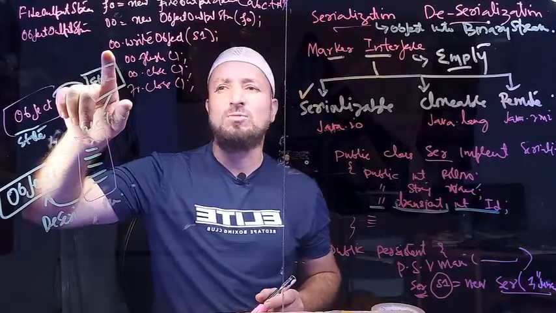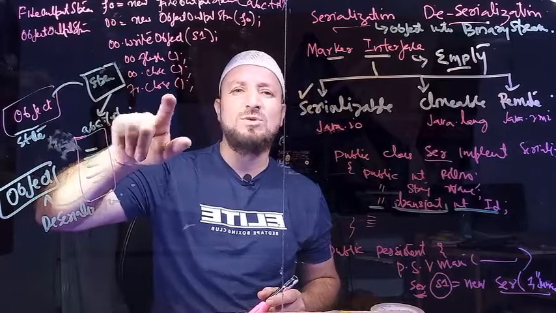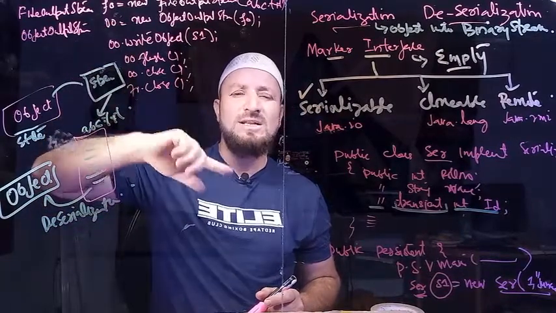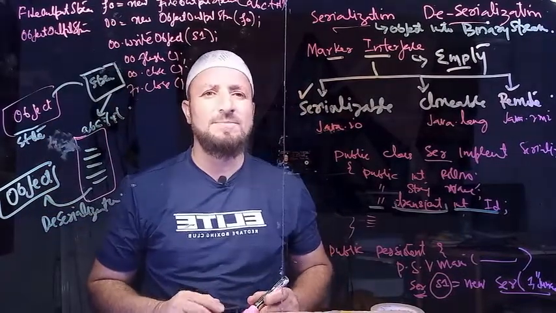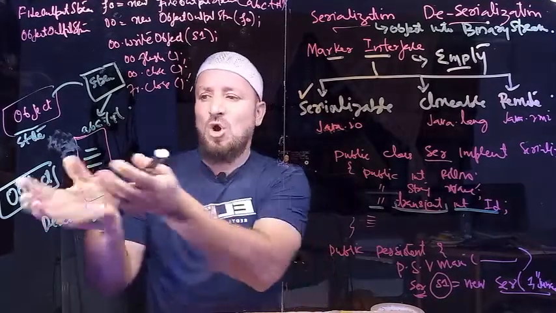This object will be no more. This object output stream, and fo.close will close the file object. That is, the file object will be no more there. Now this is how you serialize an object into the file.